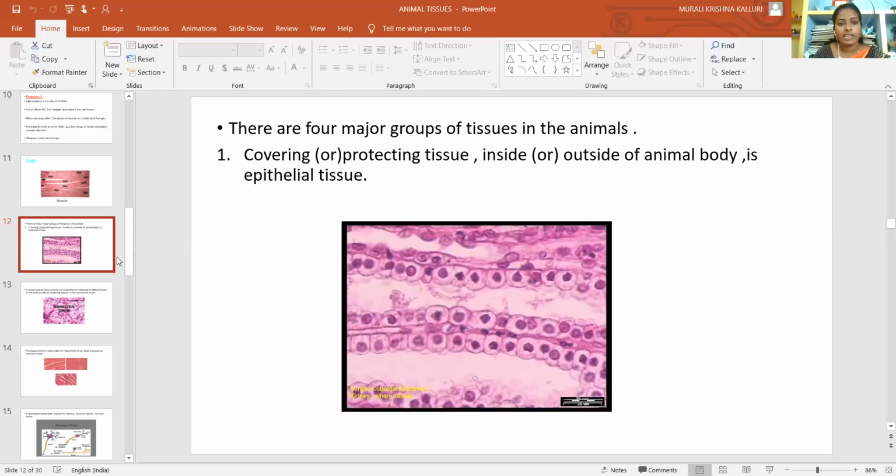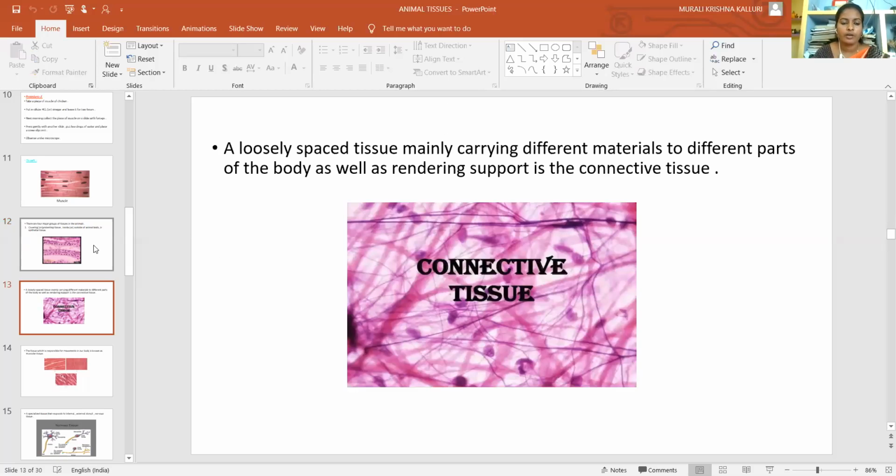And where is it found? Where is it present, epithelial tissue? Anyone? Skin, hair, and fingernails. Very good. Hair, skin, and fingernails. It is the outermost covering layer of the animal body. Next one.